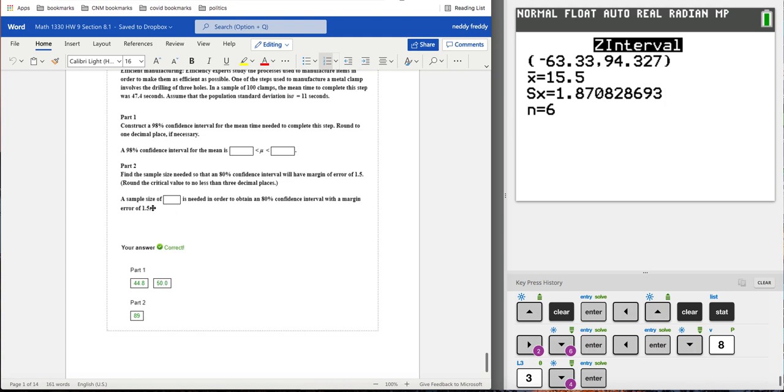And that's it for this. It's another sample size, but nothing changes there. So that's all of section 8.1.